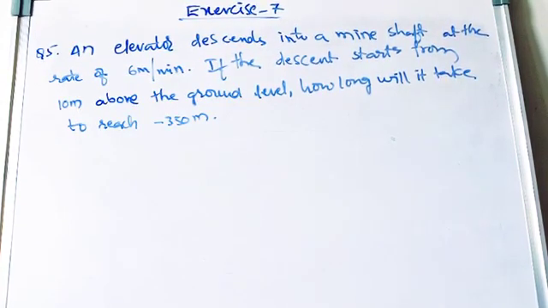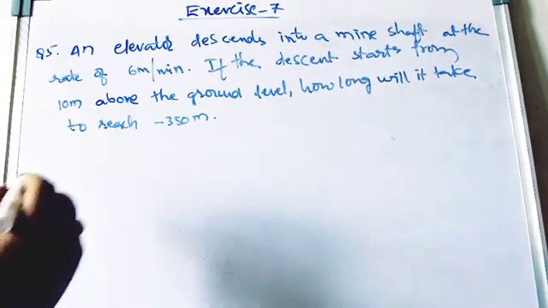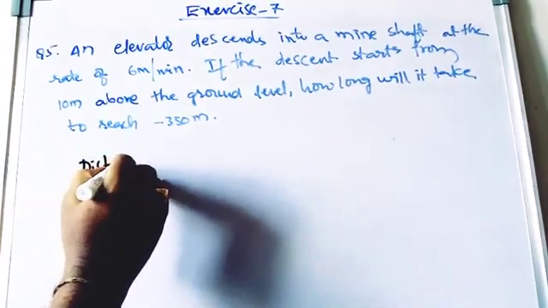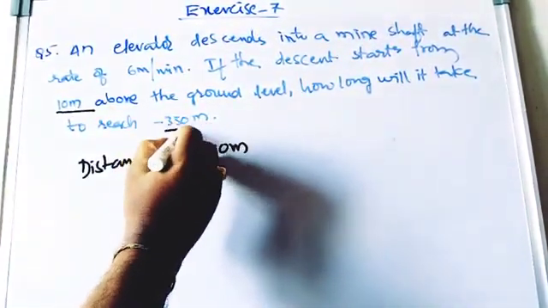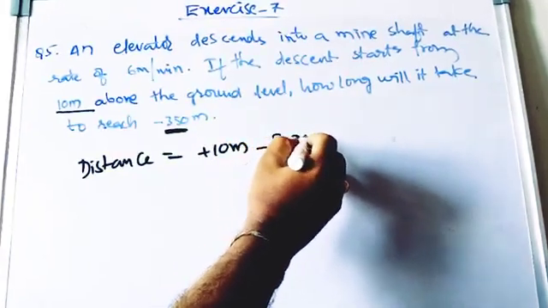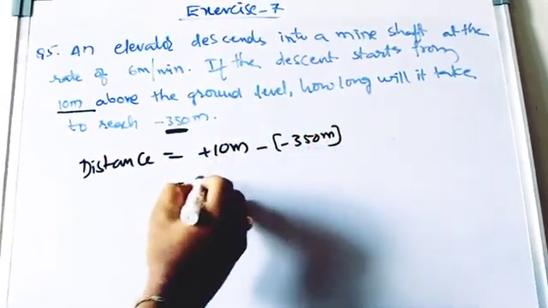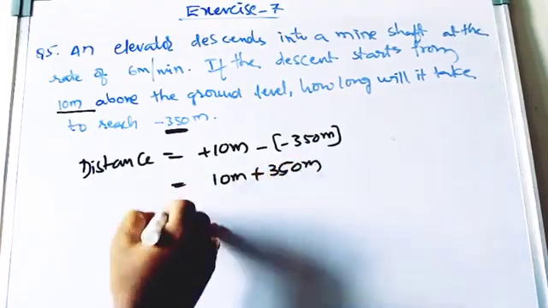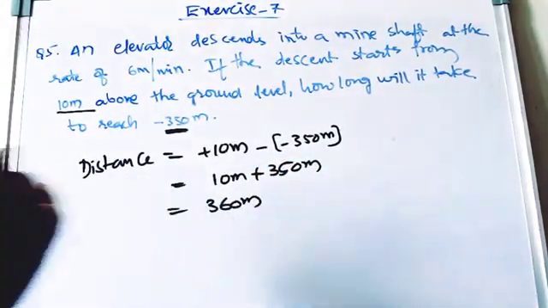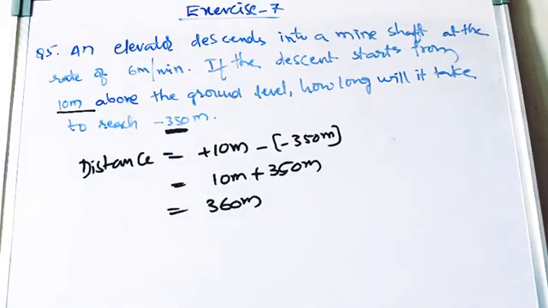So first of all, we need to calculate the total distance of the elevator from the starting place to reach minus 350. The machine starts from above zero, meaning positive 10 meters, and it reaches minus 350, that is 350 meters. So the total distance is equal to 10 meters plus 350 meters, that is 360 meters. So the distance the elevator descends is 360 meters.